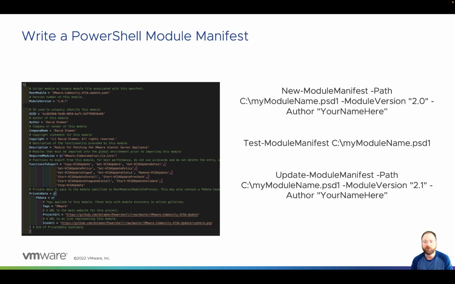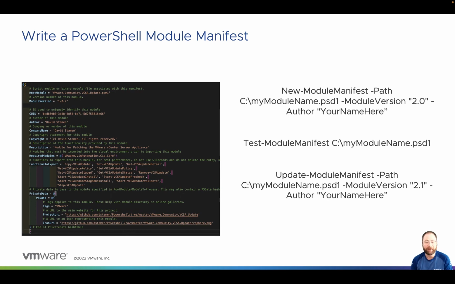And that is the New-ModuleManifest. What you'll do is you'll pass in the path to the module, the module version, your author, and really any of the other parameters that you want. These are just some of the base requirements. Once you do that, that'll actually put out that PSD file, which is that manifest.